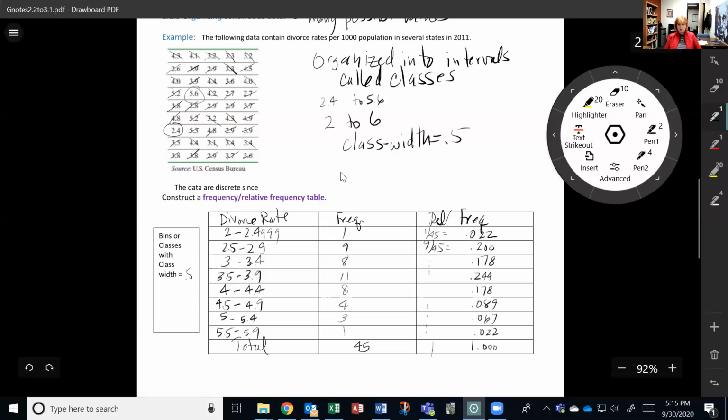It may not add up exactly to 1. Because they're only rounding to 3 decimal places, they might add up to 0.999 or 1.001, but we know that this is 1. So this should be 1 here, regardless of what this is, because the sum of these is 1.